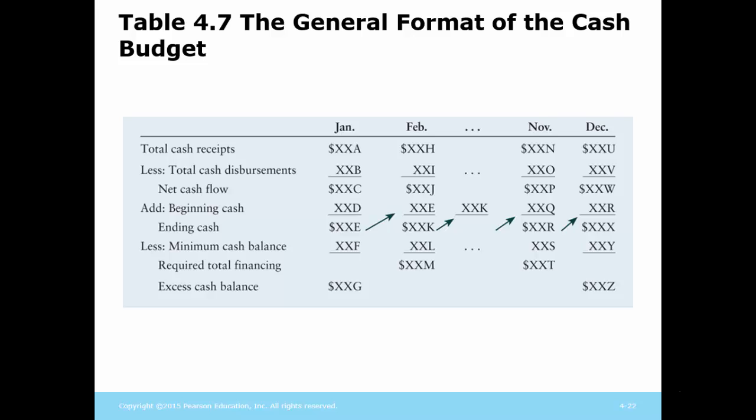As you can see, the general format of one of these cash budgets says, we need to know what the cash receipts are for January, what we expect them to be. What are the cash disbursements? That gives us net cash flow. We add the net cash flow to the beginning cash. That gives us then the ending cash.